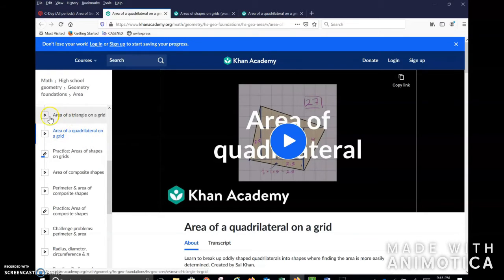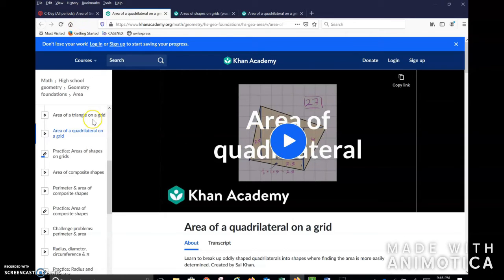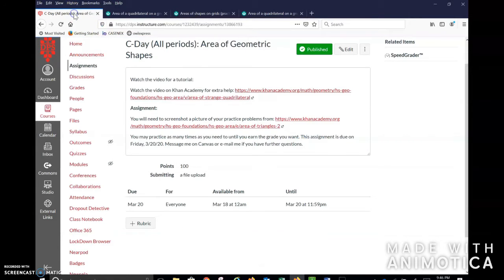Right above that, there's another video that you can watch if you want to look into area of a triangle and how they did that one. And then the third link on Canvas is the one that's going to take you to practice area of shapes on grids. Normally this is the link that I assign, and right above that you will always be able to see the video that goes along with the practice. So you can watch the video, and if you want extra help, you can play this one as well.